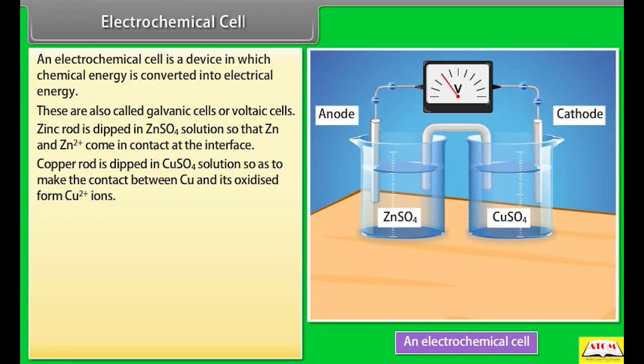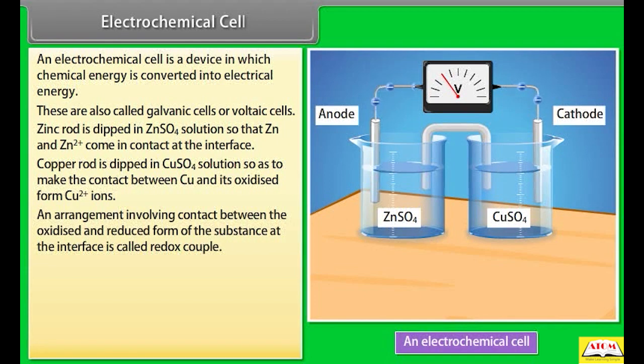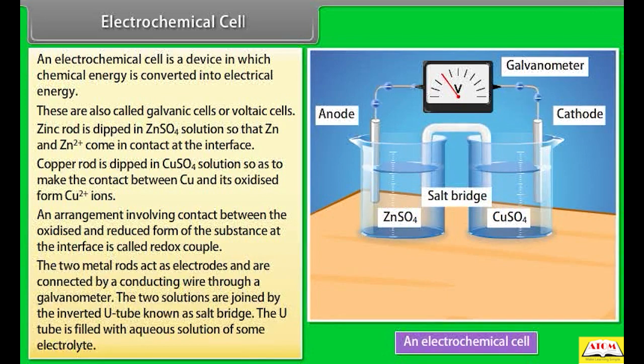Copper rod is dipped in CuSO4 solution so as to make contact between Cu and its oxidized form, Cu2+ ions. An arrangement involving contact between the oxidized and reduced form of the substance at the interface is called a redox couple. The two metal rods act as electrodes and are connected by a conducting wire through a galvanometer. The two solutions are joined by an inverted U-tube known as a salt bridge. The U-tube is filled with an aqueous solution of some electrolyte.